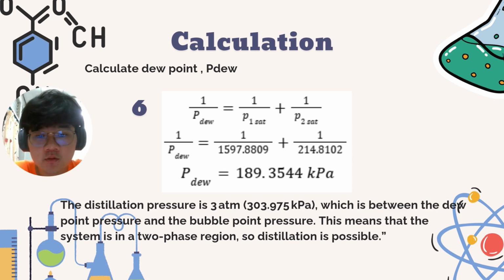Okay, next we calculate the dew point pressure of the mixture, for which the formula is given by 1 over dew point pressure of the mixture equals 1 over saturated pressure of substance 1 plus 1 over saturated pressure of substance 2. And we get the dew point pressure is 189.35 kilopascal. Furthermore, the distillation pressure is 3 atm, which is between the dew point pressure and the bubble point pressure. This means that the system is possible to distillate.